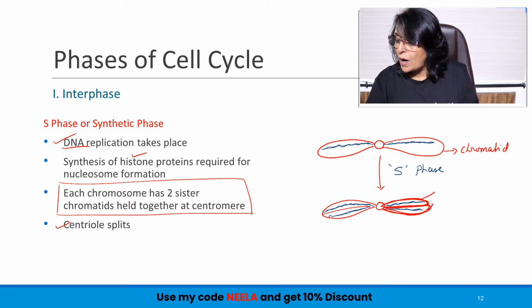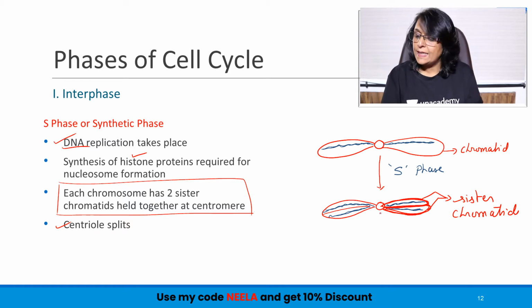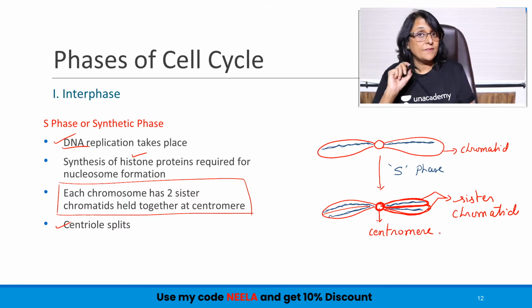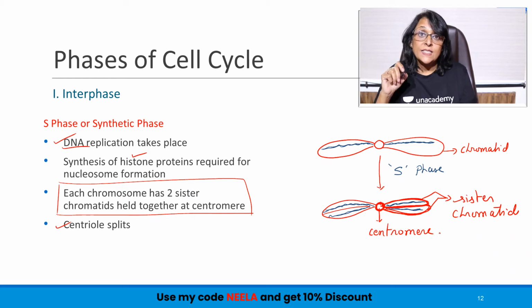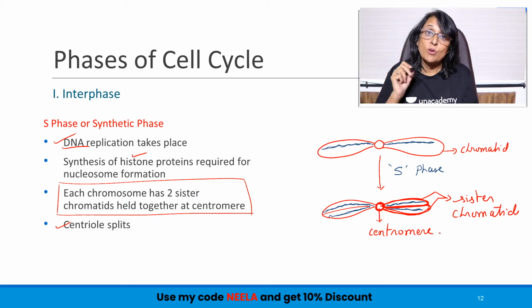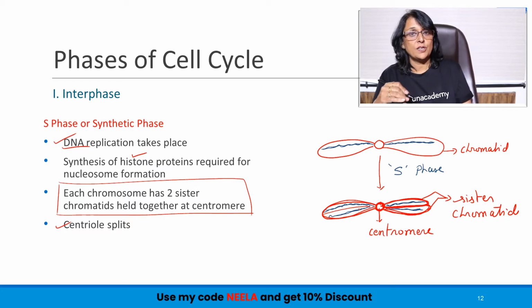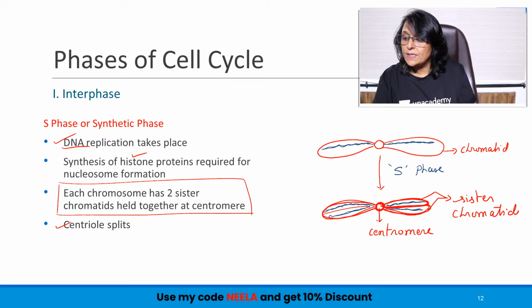So these two arms are called sister chromatids. And are they attached together to the same centromere? So what has happened after S phase? DNA replication. But this DNA has replicated inside the same chromosome. Here, from outside, we would see only one arm. We don't see two arms. But there is a separation inside. So these two parts are called the sister chromatids.